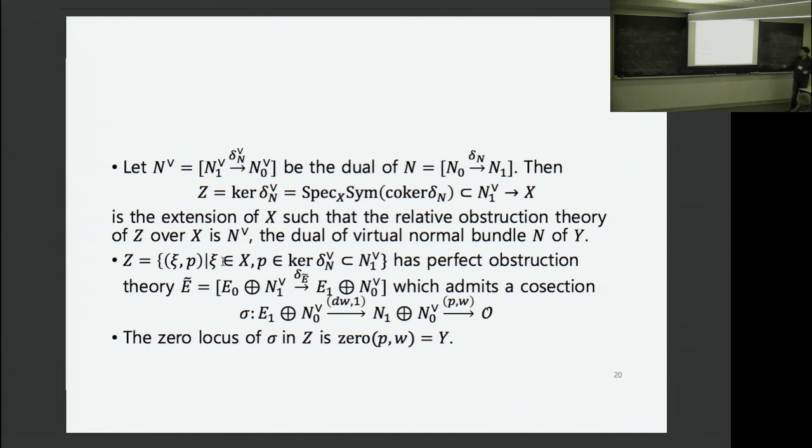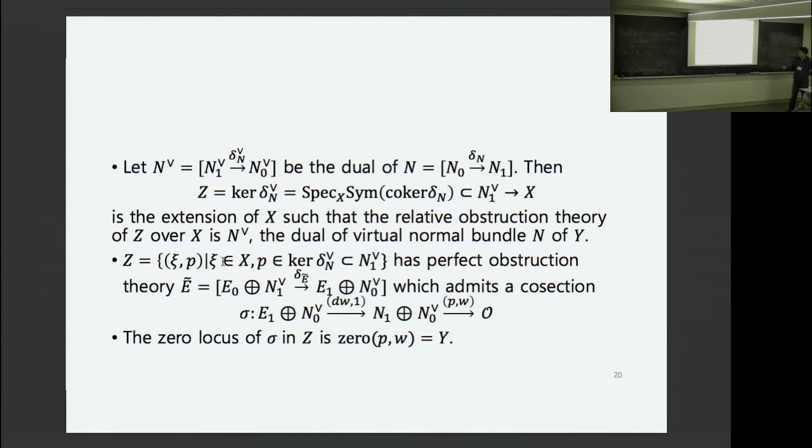E1 goes to N1. That was by dW in the previous slide. We assumed that there is a map from E1 to N1. And then there is an identity map from N0 toward itself. And then this guy can go to the structure sheaf. Okay, N1 can be paired with P. P is an element in N1 dual. So I can pair it, and it gives me a section of O.